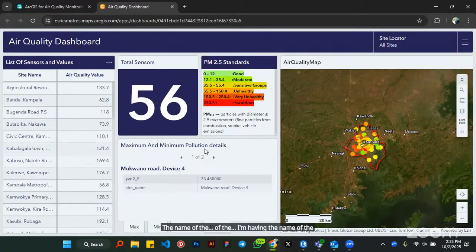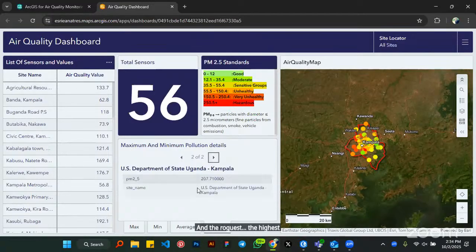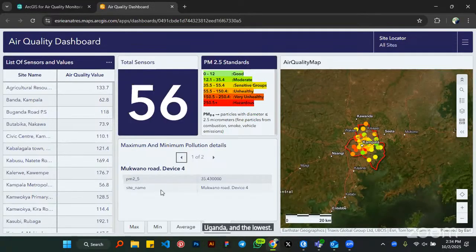Then in the details, I have the name of the location or the device that recorded the highest value. The highest value is 207.7, and it was recorded at the monitor at the US Department, State of Uganda. And the lowest is at Mukwano Road device 4, and the value is 35.3.